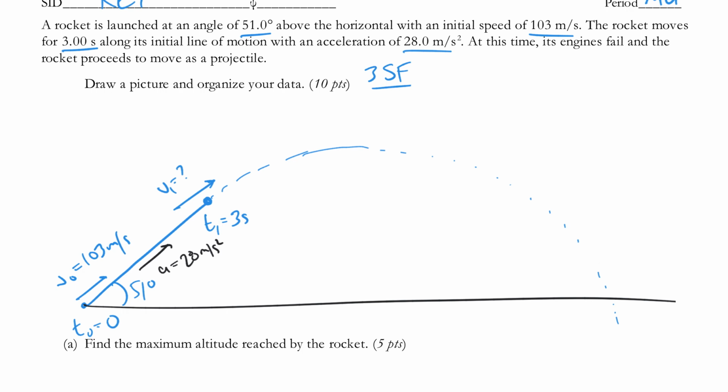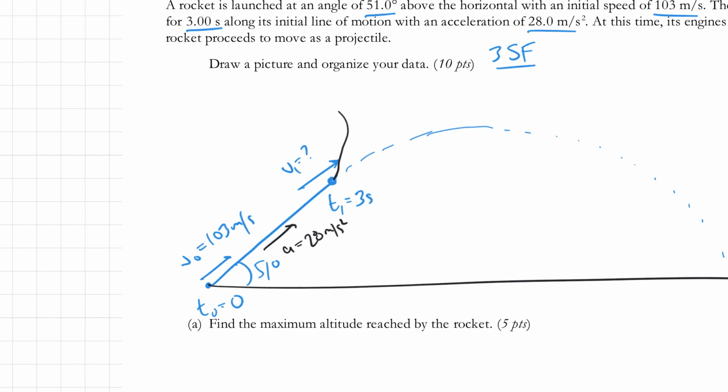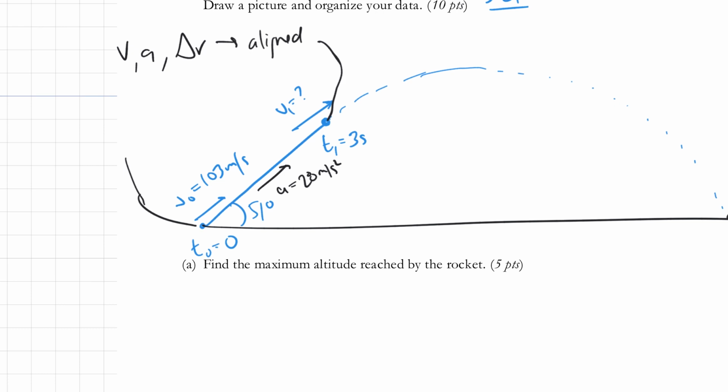Basically, from this point 1 right here until here, it's a normal projectile problem. From this point 0 to this point 1, from here to here, it is a 1D motion problem. And how do I know it's a 1D motion problem? Well, we know it's 1D because all the velocities, the acceleration, and the movement are all aligned, or collinear if you wanted to call that. So once everything's aligned, it's just a 1D problem. It's just on a 51 degree angle. We don't care.